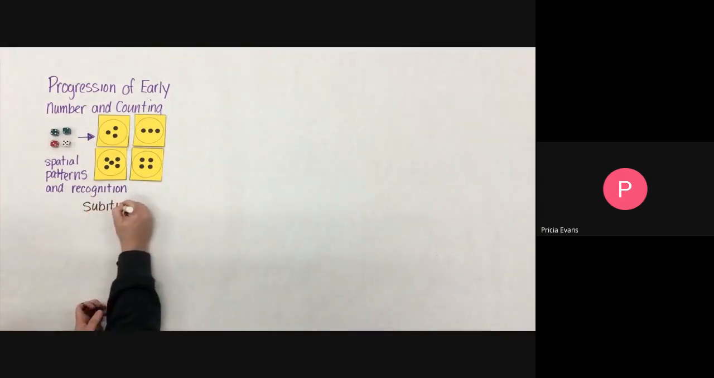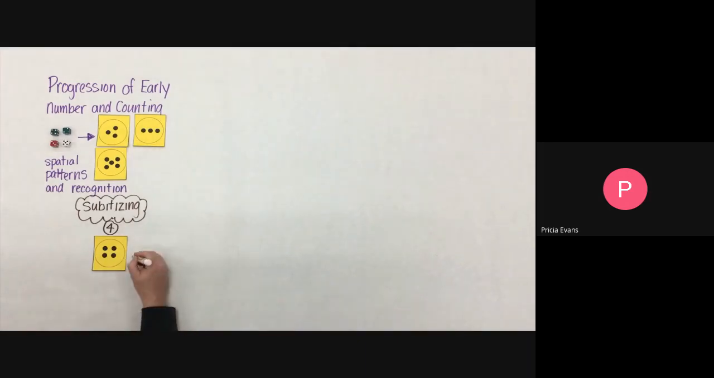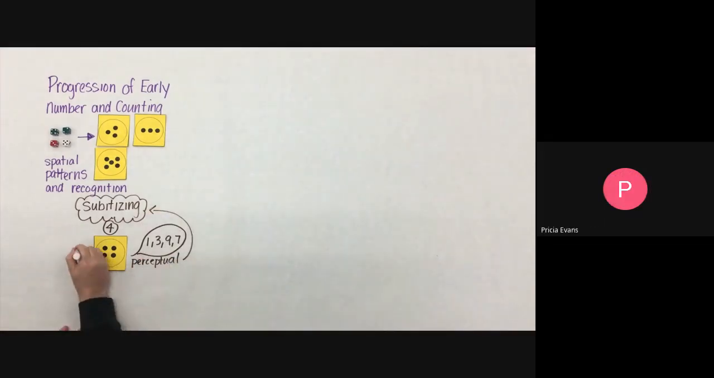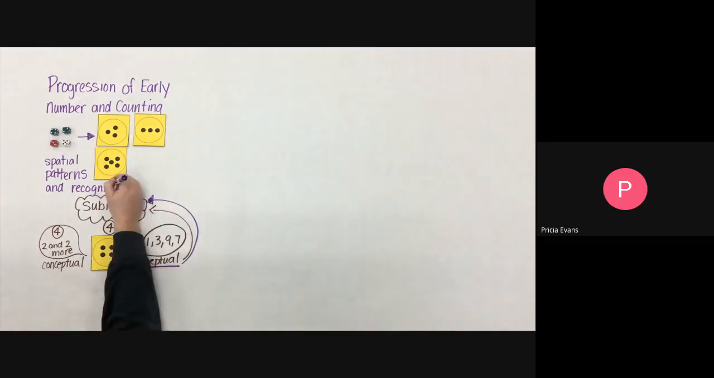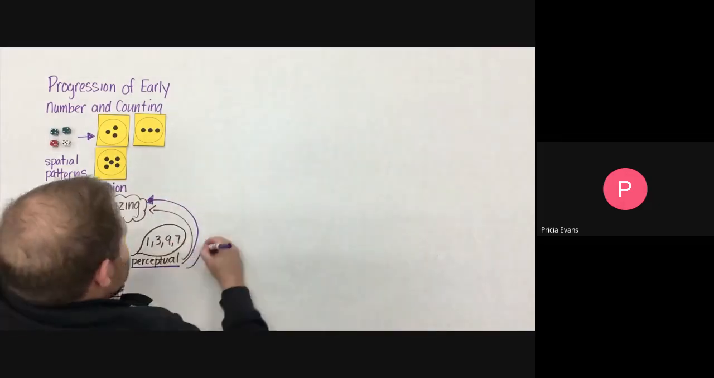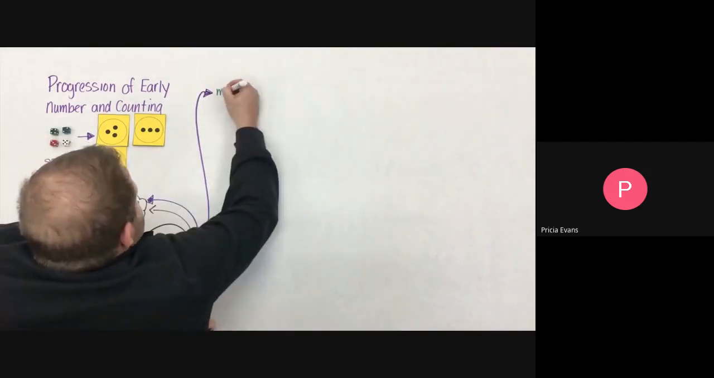This ability to recognize quantity without counting one-to-one is called subitizing. Some say sub, some say stew. I just say it's magic. But here, if we were to show the number 4, a student might say 4. Yes, they know the number name, but if you ask them to prove it, they might count them 1, 3, 9, 7. This is a perceptual subitizer. They cannot explain why it's 4. I think most of us are familiar with the conceptual subitizer that would say 4 because there's 2 and 2 more. In this early trajectory, we're talking about a perceptual subitizer.